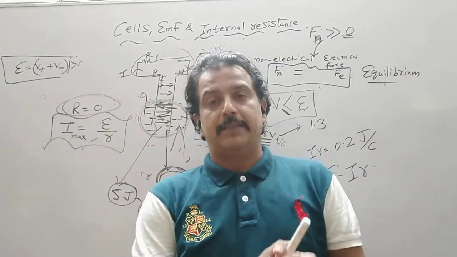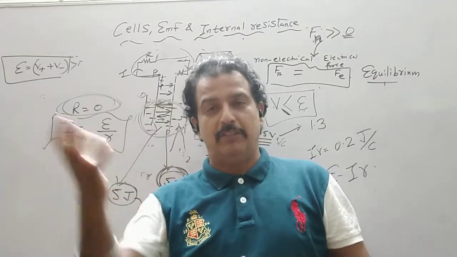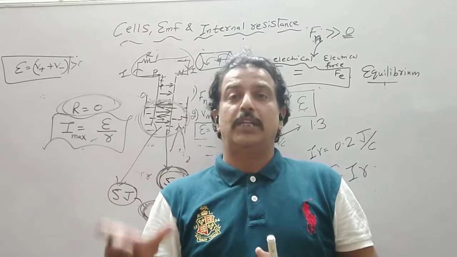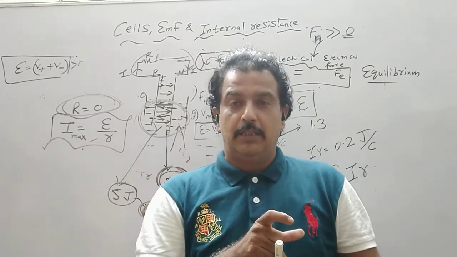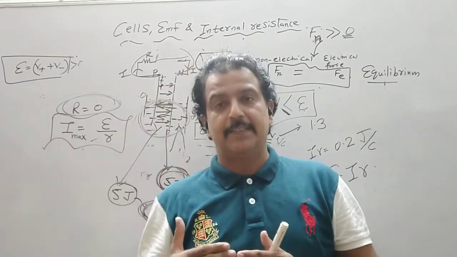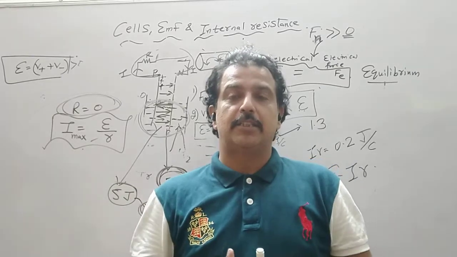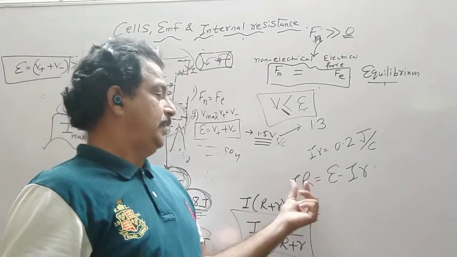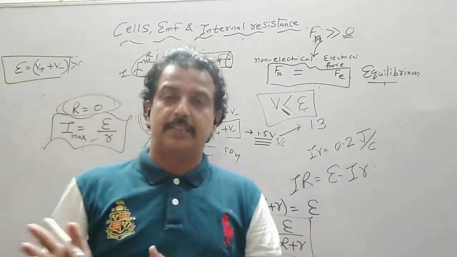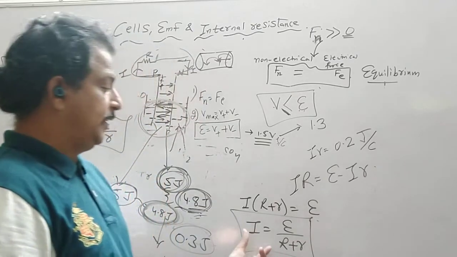EMF is the maximum potential difference. When no current is drawn, that is when we bring a cell, the potential difference is maximum. But as soon as you connect it, you have to remember the terminal potential difference will decrease. That is due to the internal resistance of the cell, that is V is equal to E minus Ir. And if R is the external resistance, then V is written as IR, so the current drawn is this.